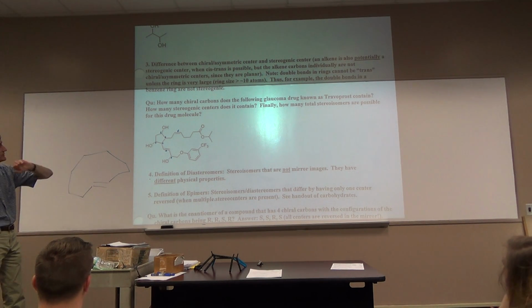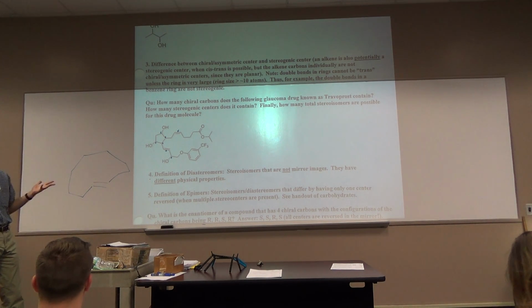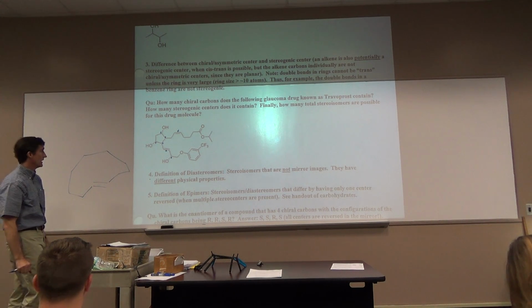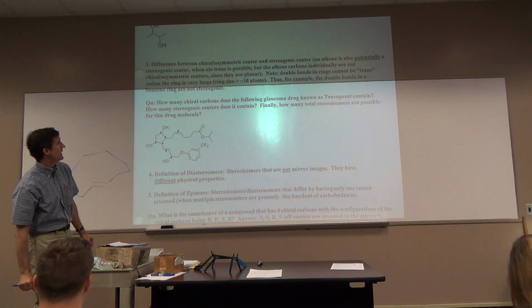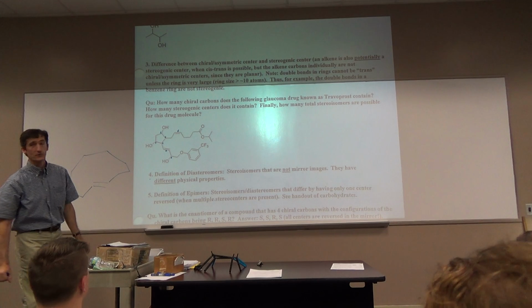The answer there was 7, right? Because we have 2 stereogenic alkenes. Actually, none of the alkenes are non-stereogenic. How many stereoisomers are possible for this drug molecule?